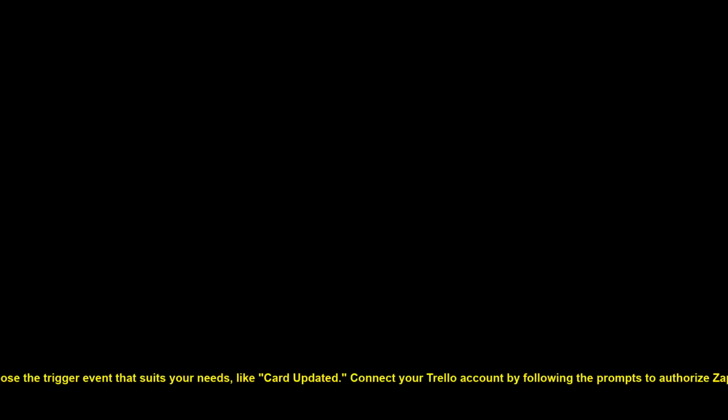In the Triggers section, search for and select Trello. Choose the trigger event that suits your needs, like card updated. Connect your Trello account by following the prompts to authorize Zapier. Once connected, select the board and list you want to monitor for updates. Test the trigger to ensure it's pulling in data correctly.